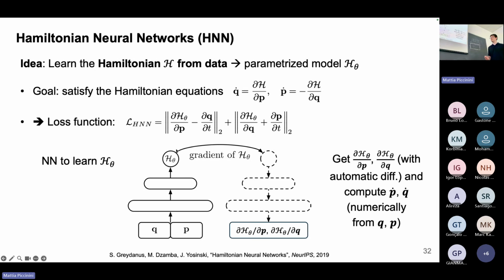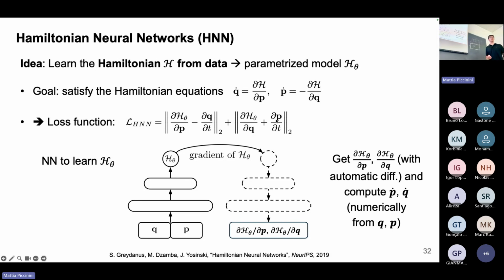And to do that, we can use autodiff again. So we take the output of the network, we differentiate with respect to Q and P with autodiff. We have it quite easily with automatic differentiation. And then we also need Q dot and P dot. These are a bit more tricky. Yes, Q dot and P dot, we can compute.